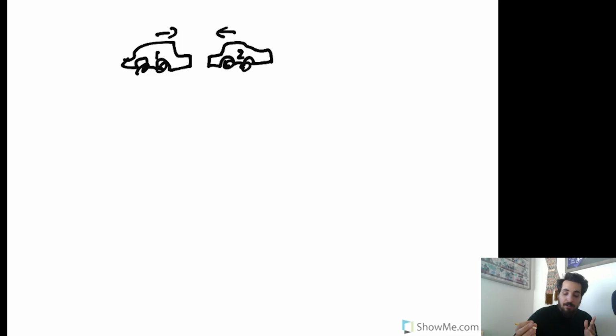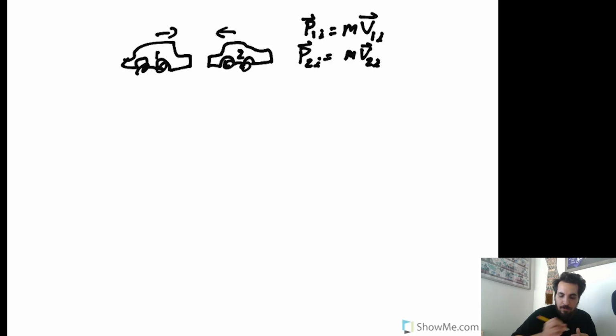We're going to start off with the definitions, right? We're going to have some initial momentum before the collision. And our initial momentum is going to be m1 times v1 initial for car 1. And we're going to have the momentum of car 2 be initially m2 v2 initial. They're going to collide, and after they collide, they're going to have different velocities. Again, the collision causes them to change in their velocities.